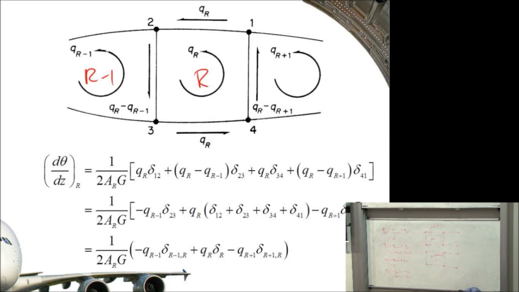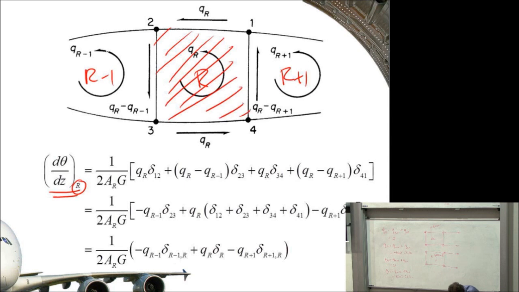Cell R and cell R plus 1. Now the rate of twist for cell R, which is this subscript that I've got here, is equal to 1 over 2 times the area enclosed by R, so this area here, and we need to know the shear flows around the loop.